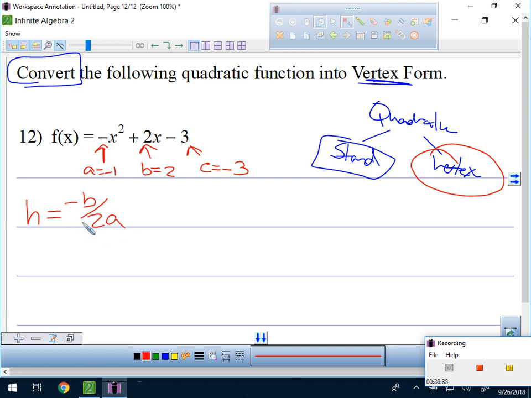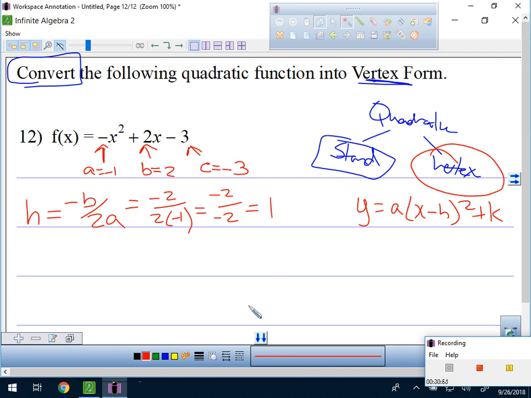That's what we're going to use, because in order to do vertex form, you've got to have y equal to a(x minus h) squared plus k. That's vertex form right here, what we're going to get at. So we've got to figure out what h is. Let's plug in a and b; we don't need c. So negative b, where 2 is b, so it's -2 over 2 times a, which is -1. That gives me -2 over -2, which means h is +1. Okay, and I'm going to circle that. So h is +1. We already know what a is. a is -1. The only thing that's remaining is I need to know what k is.